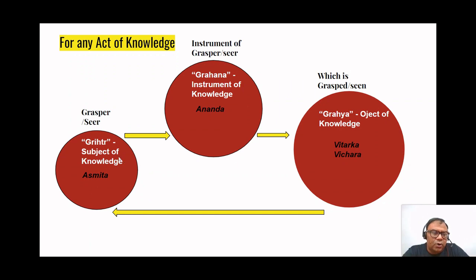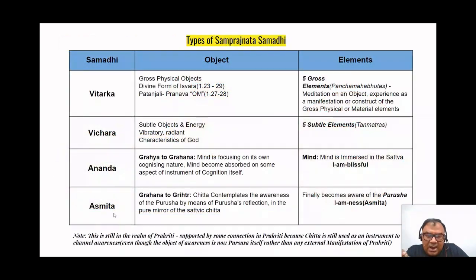The whole objective of these stages is nothing but to move your concentration, to move your focus from the object of knowledge via the instrument to the subject of knowledge. So at this level, I-ness, I am-ness basically exists. Finally, it becomes aware of the Purusha. Purusha is nothing but the seer itself. Chitta contemplates the awareness of the Purusha by means of Purusha's reflection in the pure mirror of Sattvic Chitta.